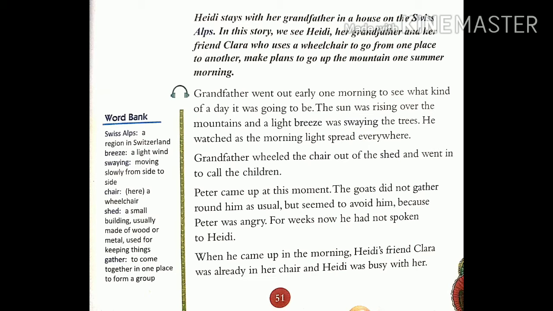He watched as the morning light spread everywhere. Grandfather wheeled the chair. Chair means a wheelchair, okay? Out of the shed. Shed, a small building usually made of wood or metal used for keeping things, and went in to call the children.